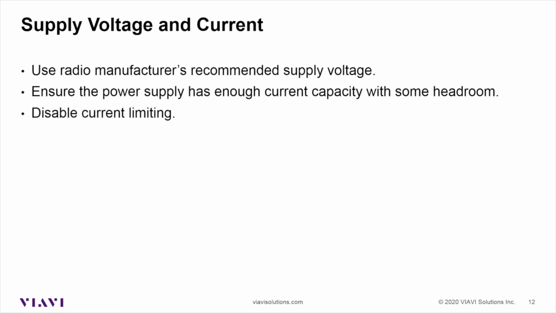Now we talk about current limiting because if you have a 50 amp power supply, but you've got the current limiting set to 5 amps, it's not going to act like a 50 amp power supply. So we need to make sure the current limiting is set higher than what the radio is going to draw. So those are things related to the power supply itself. The next part is making sure that the power is getting from the power supply to the radio. And that means using good connections.